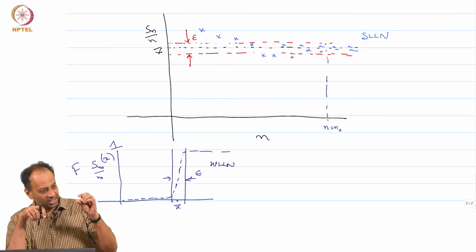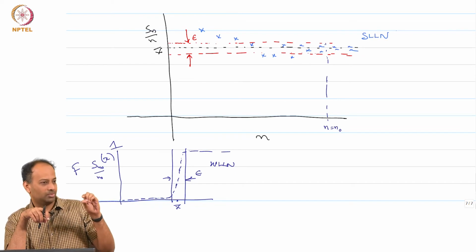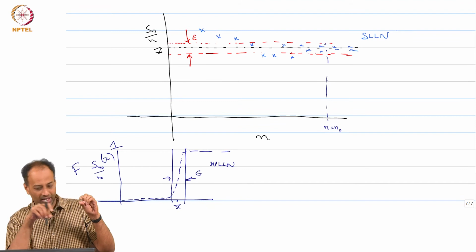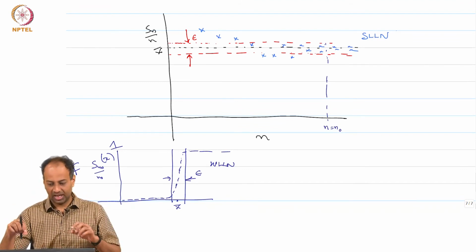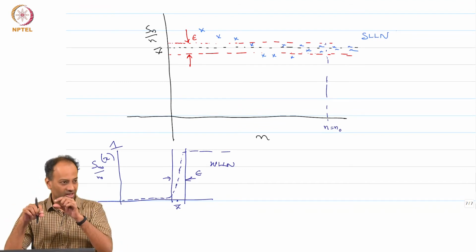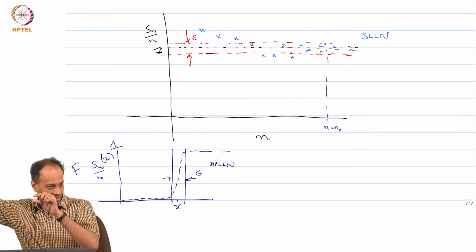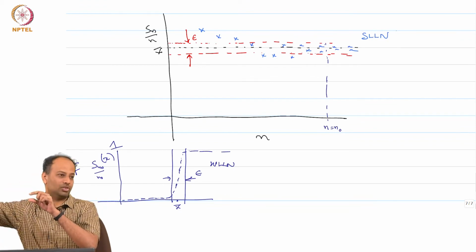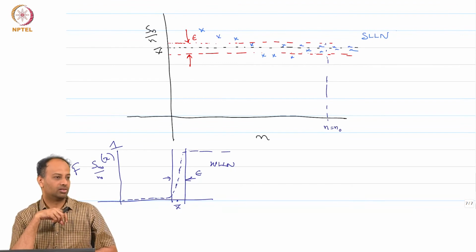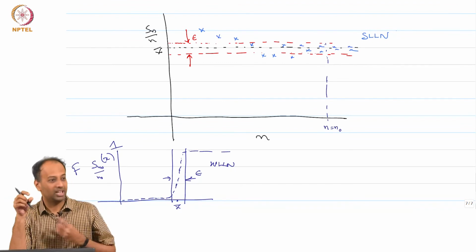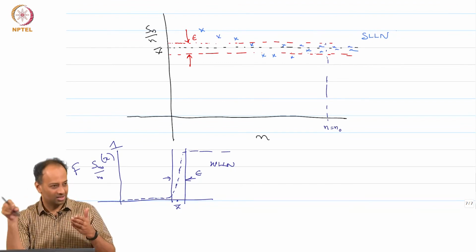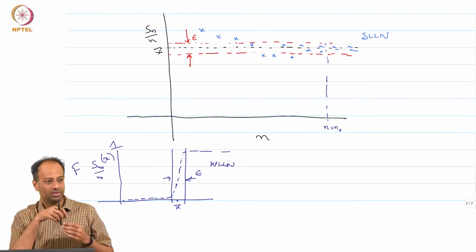The probability that your sample mean deviates from x bar by more than any epsilon goes to 0. But the strong law says that not just at n naught, but at n naught and beyond n naught, the entire sequence of your sample mean will lie within an epsilon band. So it will, for any epsilon. This is convergence of the sequence itself.